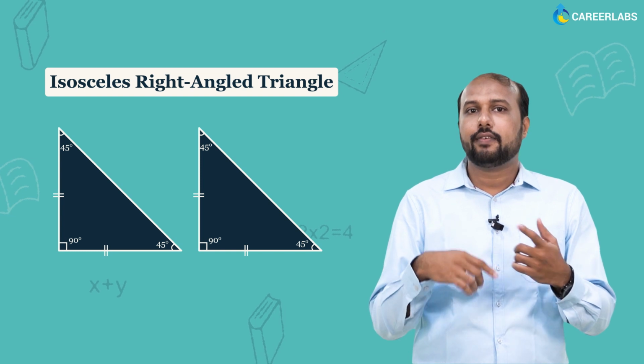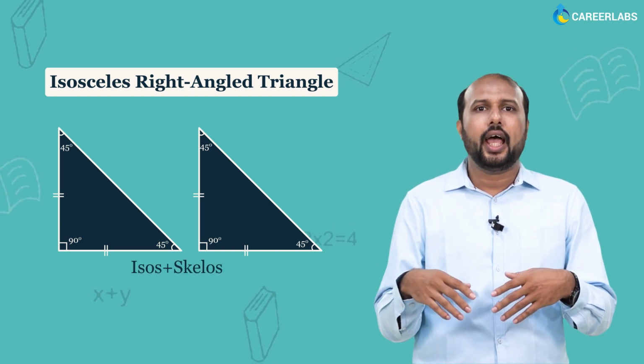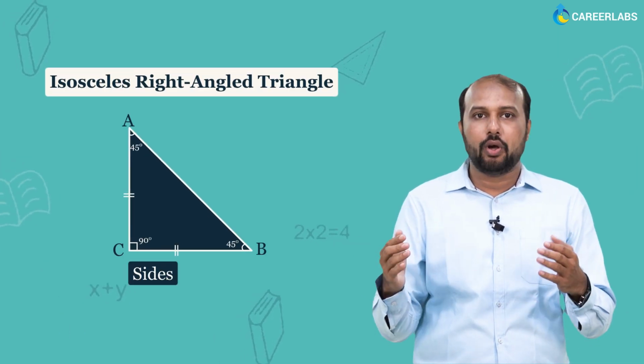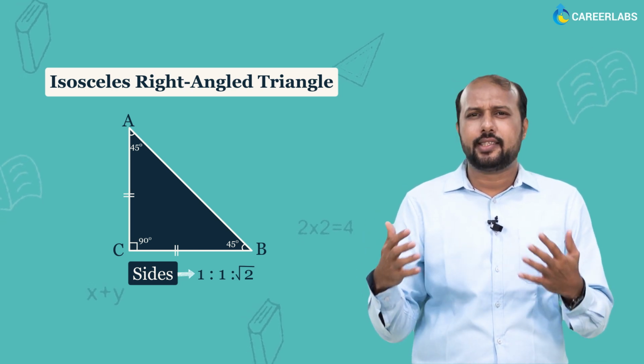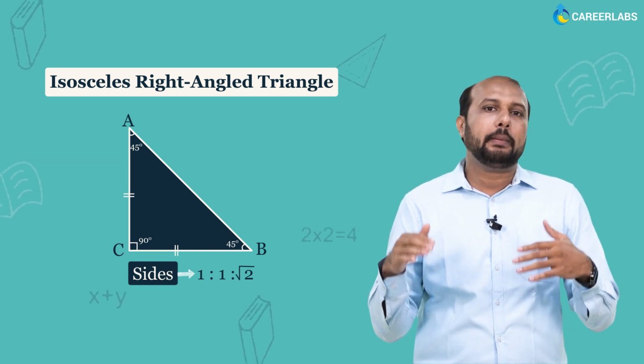Fun fact, the word isosceles was derived from isos and skelos in ancient Greek and it means equal legs. Also, the sides of the triangle are in the ratio of 1:1:√2. That's interesting. But how did we arrive at that ratio? Well, we simply applied the Pythagoras theorem.